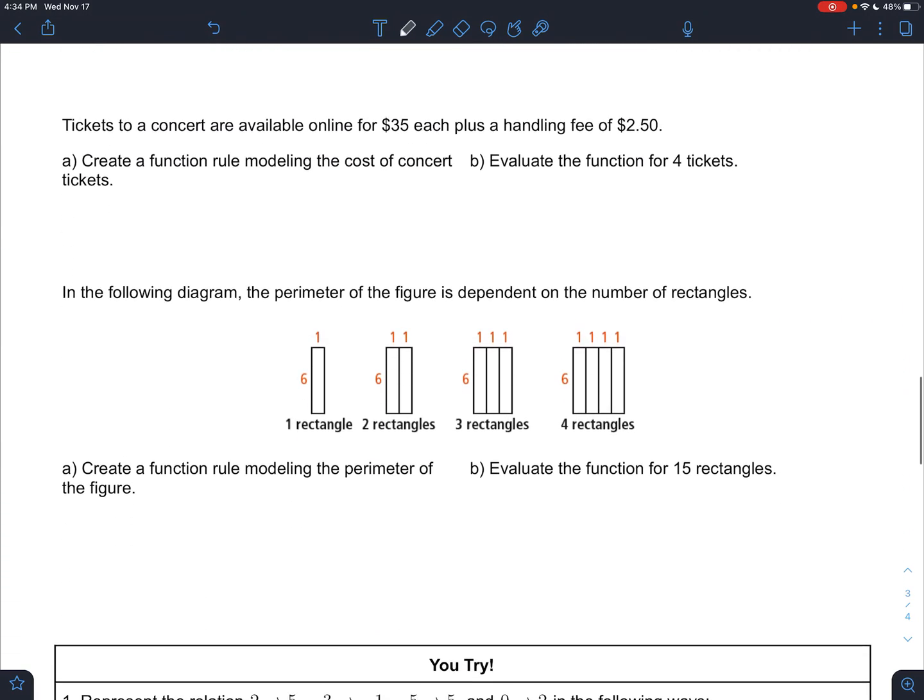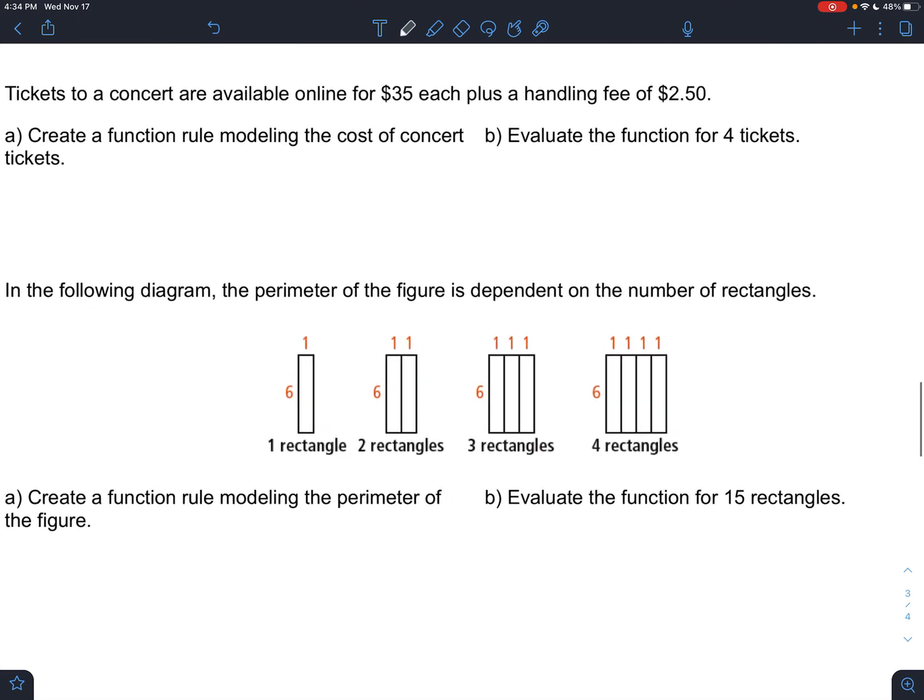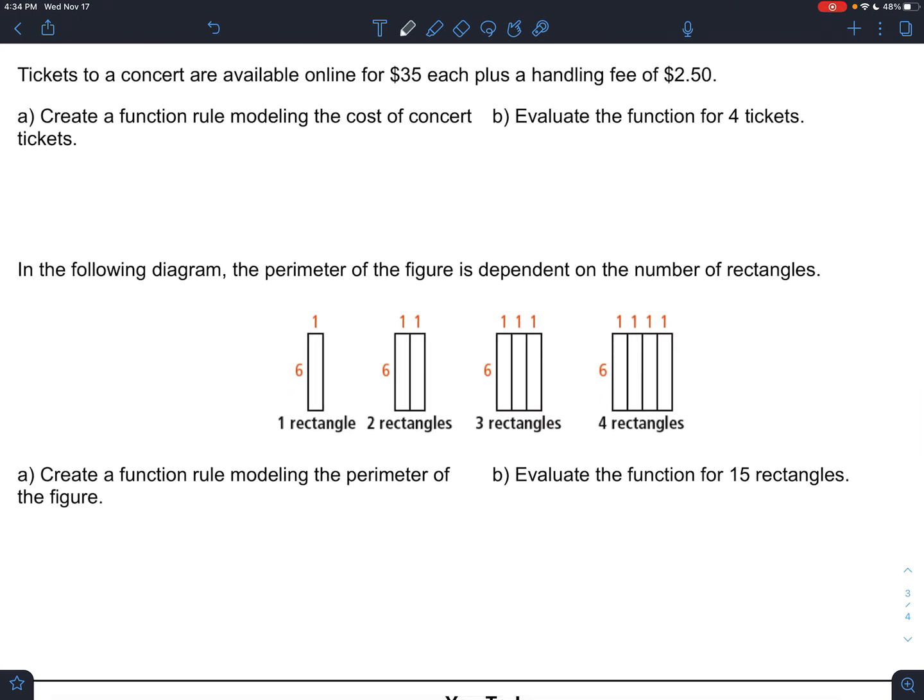Okay, so we've got just a little bit here. Tickets to a concert are $35 each plus a handling fee. What's the function rule modeling the cost of tickets?